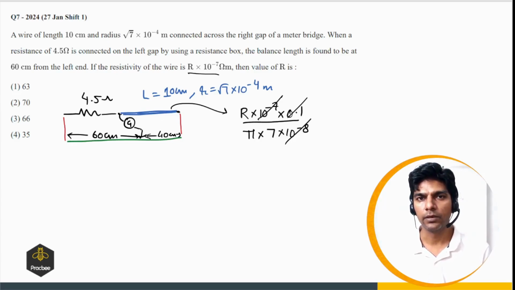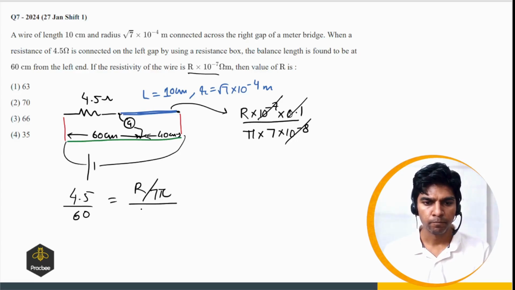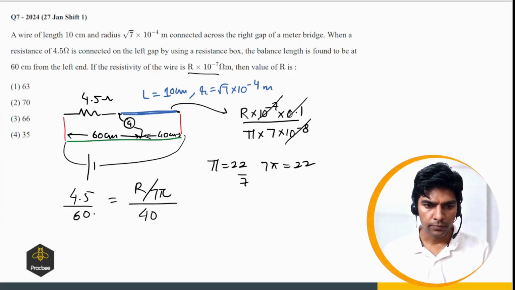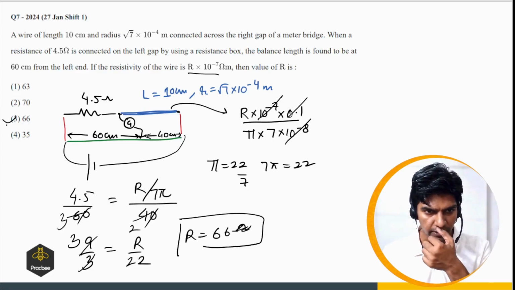So let us apply the balanced Wheatstone bridge condition. So here there is a battery also, right? So 4.5 divided by 16 should be equals to R by 7 pi divided by 40. And 7 pi is what? If I take pi as 22 by 7, then 7 pi will be 22. So this will get cancelled out. It will give us 2. This will be 3. So it will be 9 by 3 equals to R by 22. So this will be 3. So R comes out to be 66. Not ohms, R value comes out to be 66. So option 3 is the right answer.